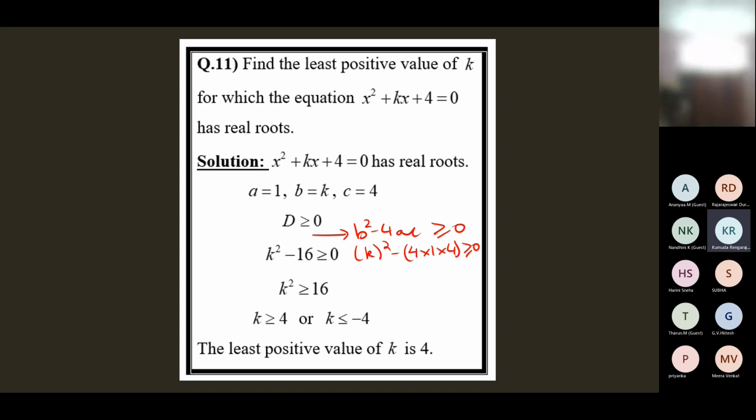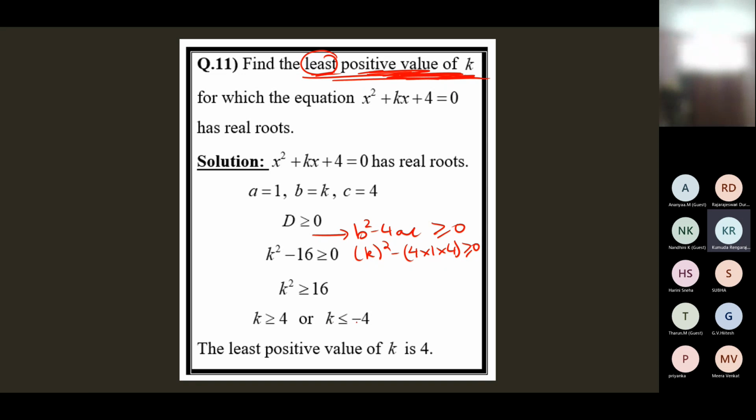Same inequality, positive 4. Reverse inequality, negative 4. But what is the question? What is the least positive value of k? The smallest positive value of k. So that means leave the negative value.